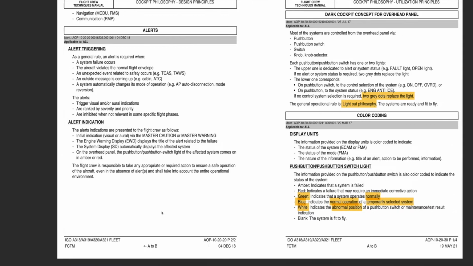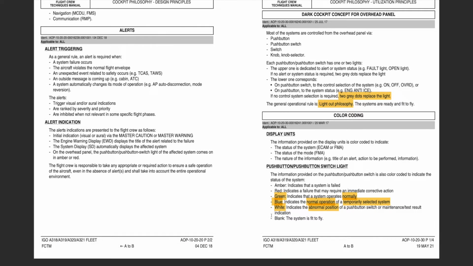All right, so let's have a look at what a white light means. If you look at this page over here in this section, you will notice that the white light indicates the abnormal position of a push button switch. Remember, it's an abnormal position.